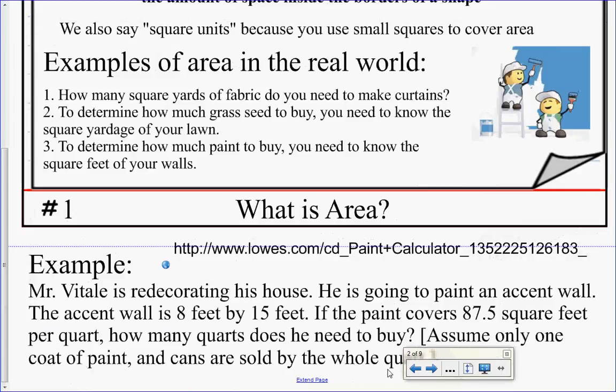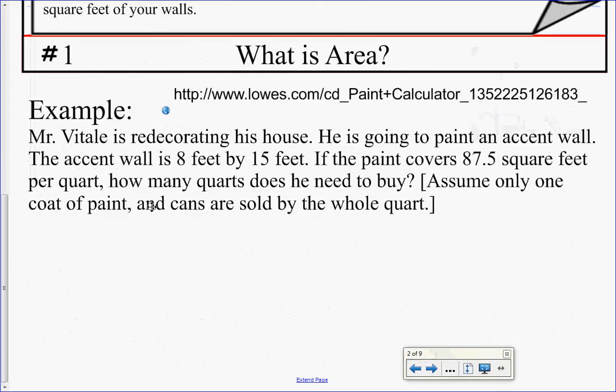Here's an example. Mr. Vitale is redecorating his house. He is going to paint an accent wall. The accent wall is 8 feet by 15 feet. If the paint covers 87.5 square feet per quart, how many quarts does he need to buy? Assume only one coat of paint and cans are sold by the whole quart.